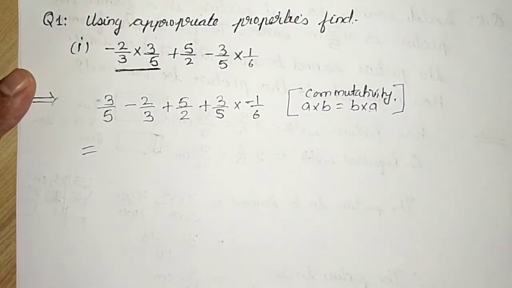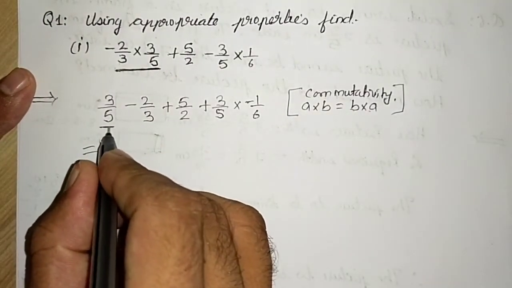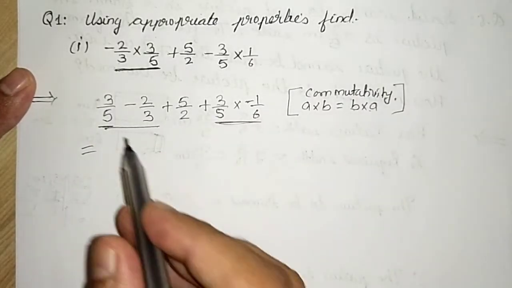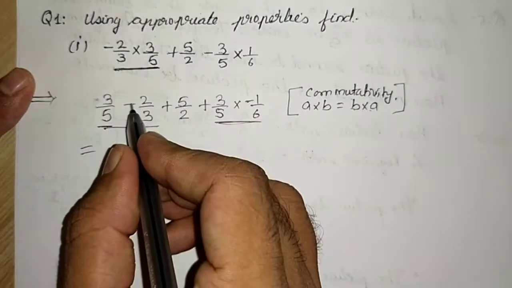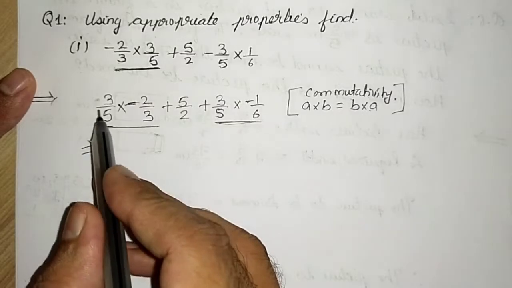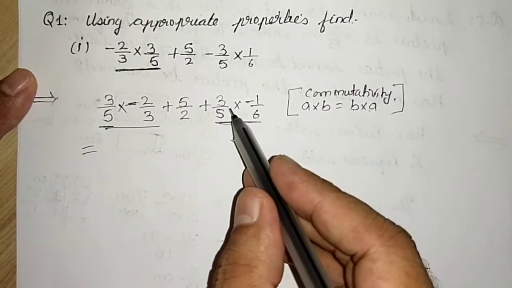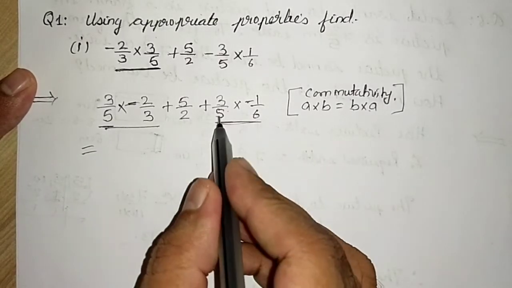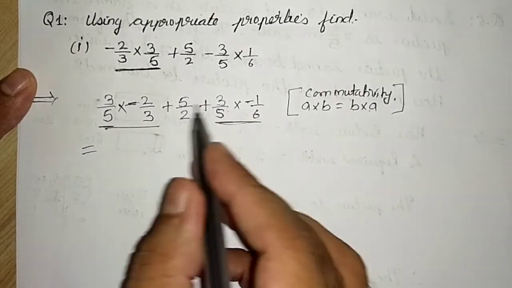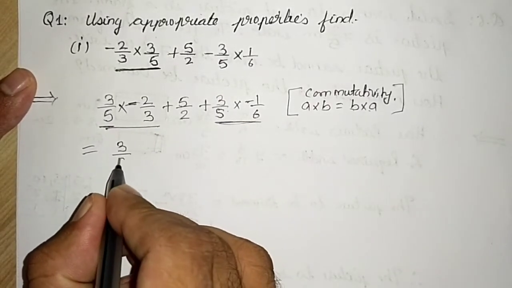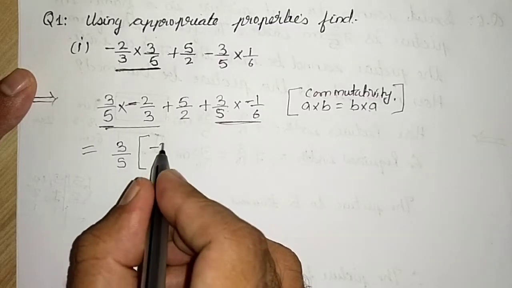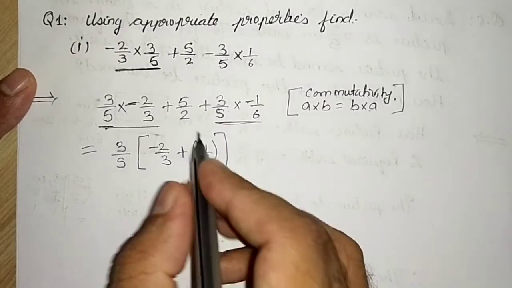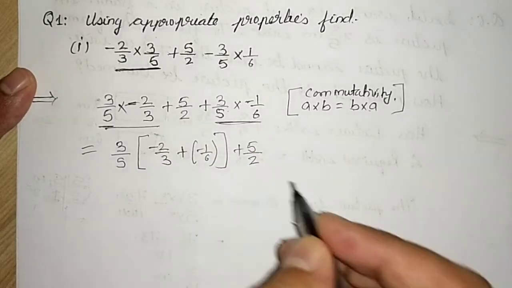Now what I will do? You can see 3 by 5 and 3 by 5 in these two terms. 3 by 5 is repeated. So it is like, here it is multiplication. A into B and A into C. You know this rule very well. A into B, A into C. So I can take A common. So it will come out. Inside it will be left with minus 2 by 3 plus minus 1 by 6, and this plus 5 by 2 will remain as it is.